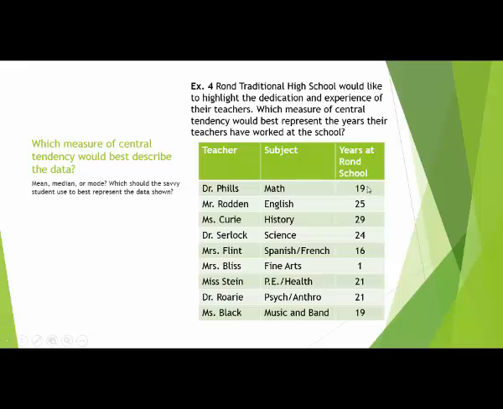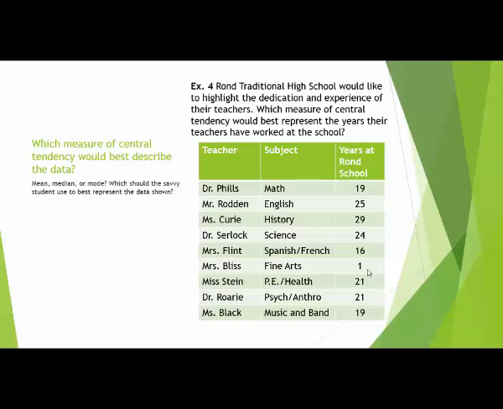Now you can see most of these teachers here have been teaching a really long time. But look at that. Mrs. Bliss. Mrs. Bliss has not been teaching very long, only a year. And we have a problem with her. If we throw her in and do a mean, evenly distribute data, Mrs. Bliss is going to take years from a lot of the other teachers, making it look like these teachers have taught not as long as they actually have. Mrs. Bliss is an outlier.